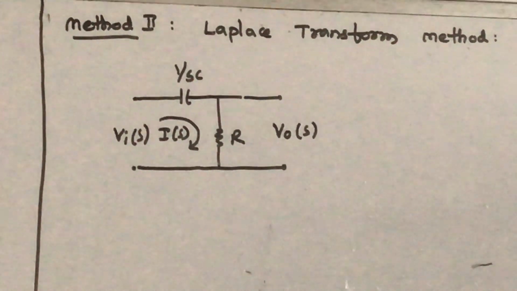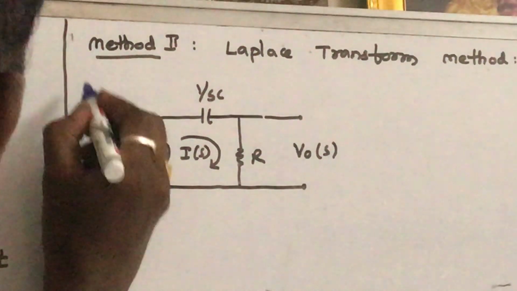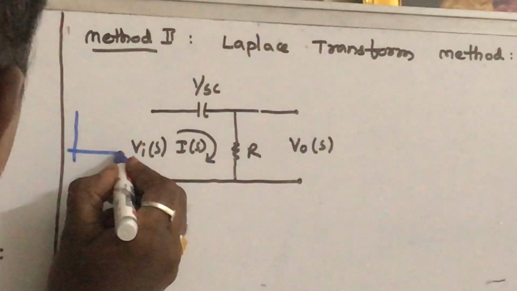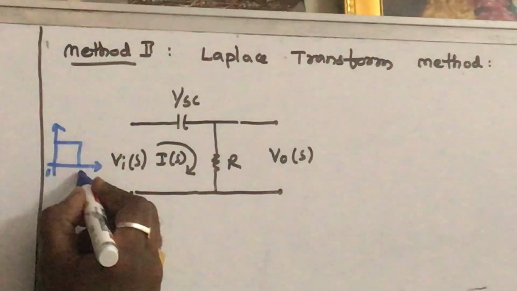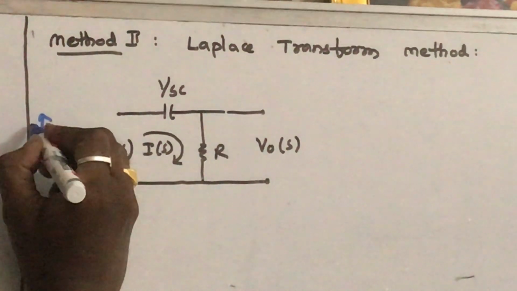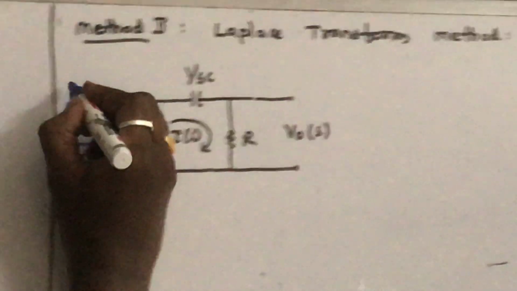Now, this is the step input voltage to this circuit, of width Tp and of amplitude V. So this is Vi of t.